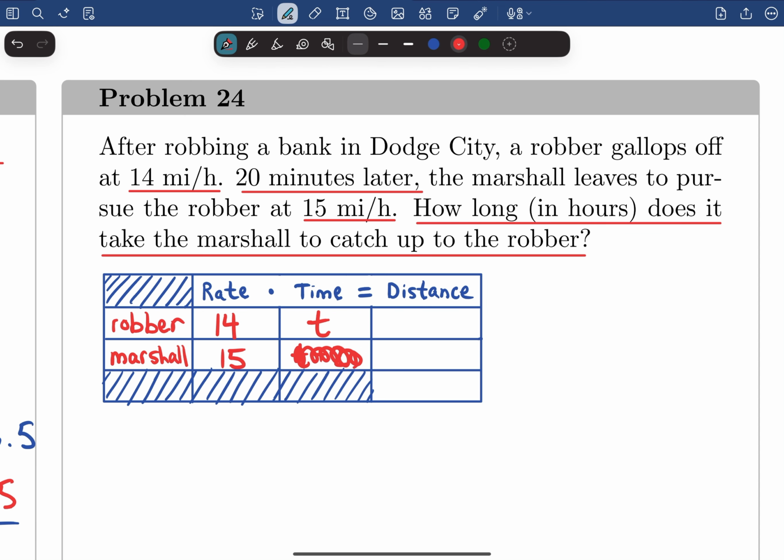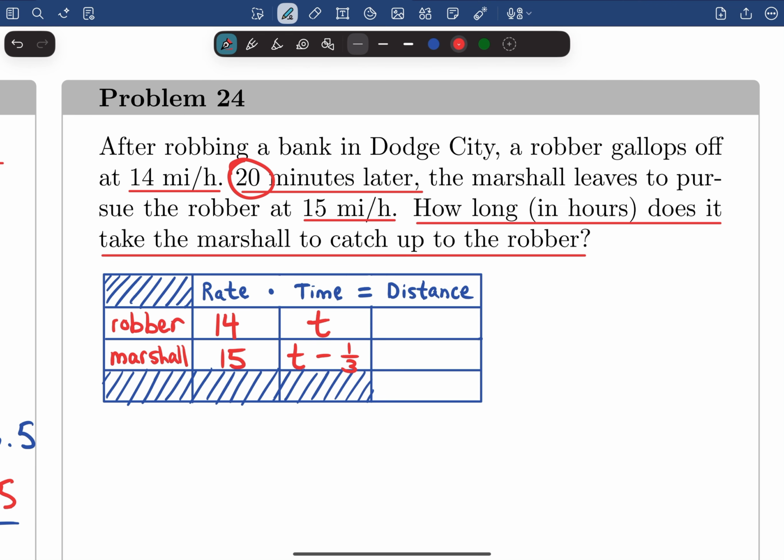Yeah, this is the hard part because we're talking about minutes, but everything's in rates in terms of hours. So I think we need to convert minutes to hours. 20 minutes, that's 1/3 of an hour. 20 times 3 is 60, that's 60 minutes in an hour. So we've got 1/3. So really we have to take t and either add or subtract 1/3.